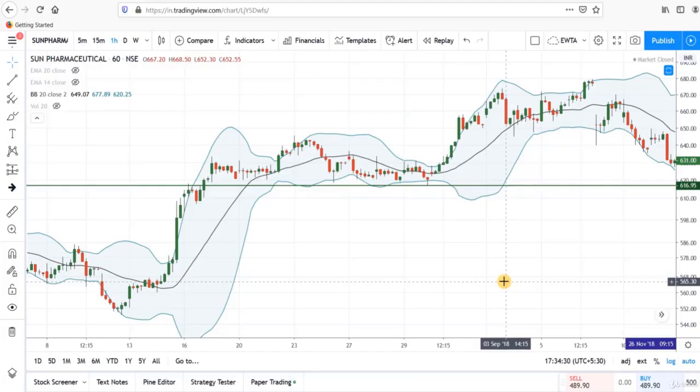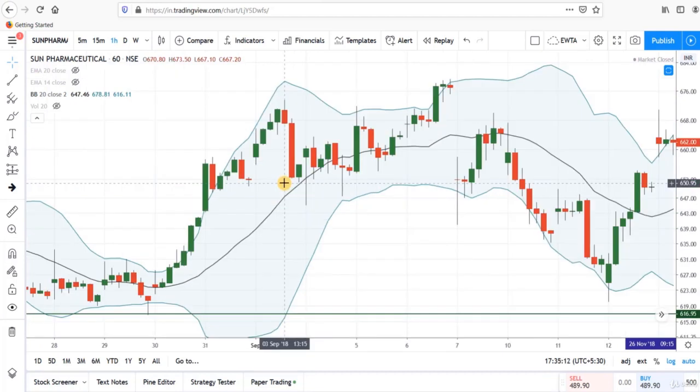Bollinger Band is a volatility indicator and the purpose of Bollinger Band is to provide a relative definition of high and low. It consists of three bands. In the center, there is a simple moving average, that is a 20-period moving average, and on both sides, there are bands of standard deviation lines. They provide us relative boundaries of highs and lows.